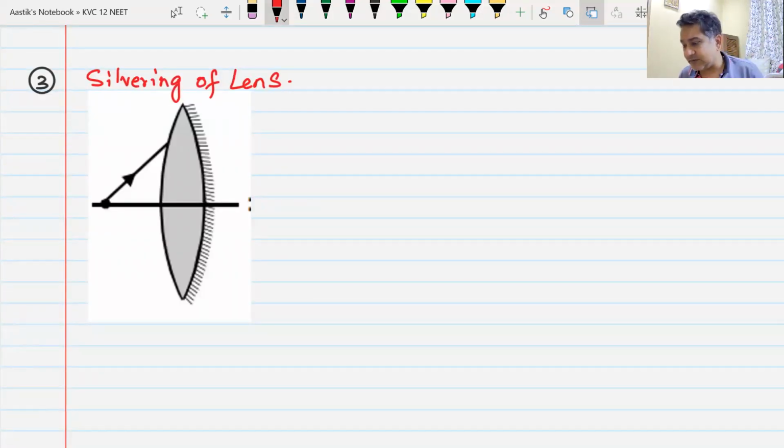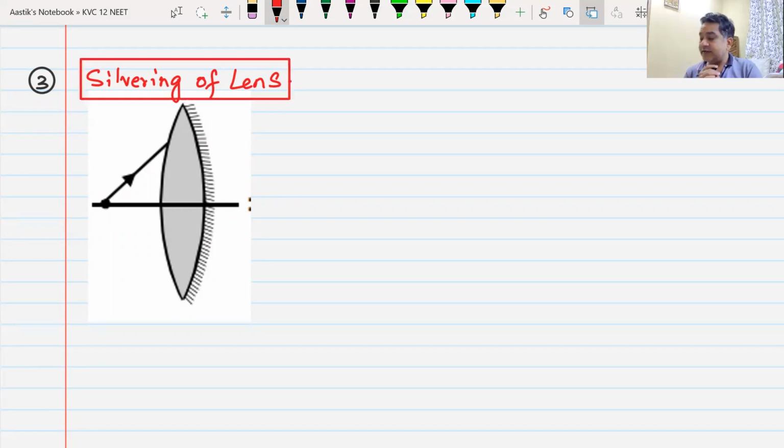This combination is sometimes also known as silvering of the lens. So what I have done here is I have taken a lens, it may be a concave, it may be a convex lens, and I have silvered one surface of it. So now also, if you can see and understand, it again behaves as a combination of a lens and a mirror. Do we understand this? Yes or no? No, yes.